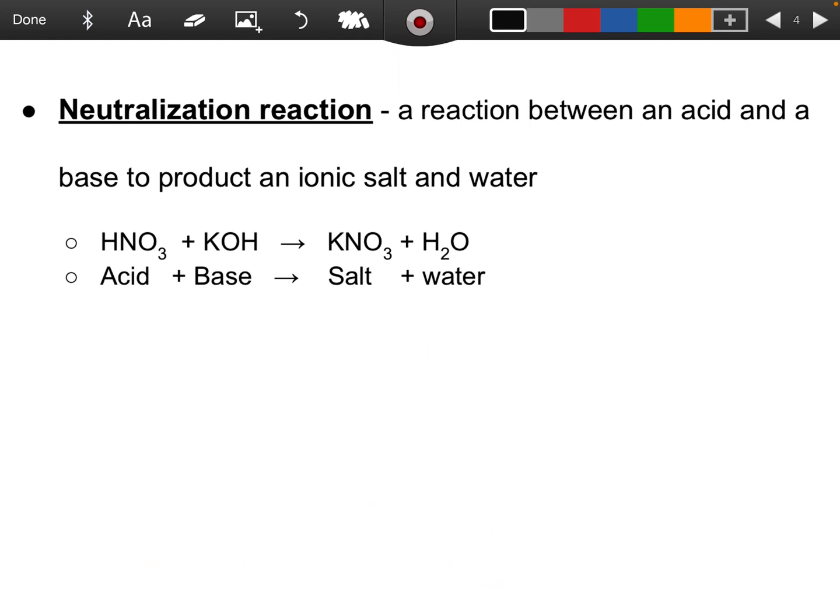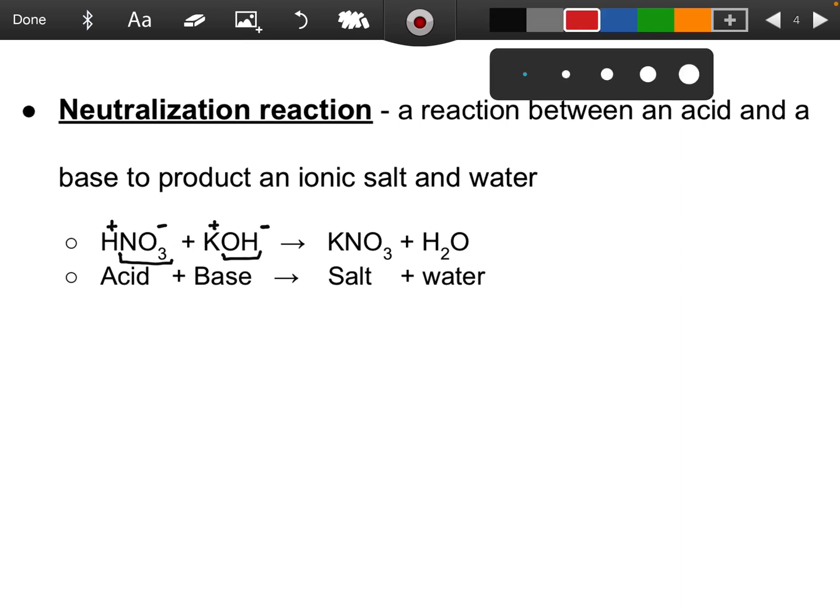An example is written below. The acid is nitric acid, which is HNO3. The base is potassium hydroxide, which is KOH. What happens is hydrogen has a +1 charge. NO3, remember, is a polyatomic ion, and that has a -1 charge. Potassium has a +1 charge. OH, again, is a polyatomic ion, and it has a negative charge. So this is like a double replacement reaction.